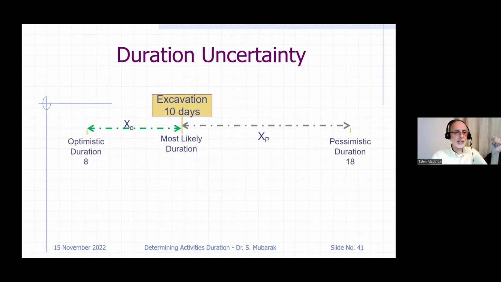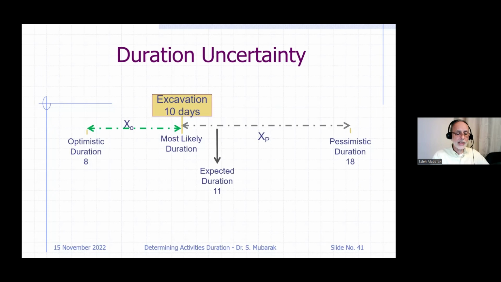Generally, the 3 estimates are the most likely duration. So we have excavation here. The most likely is 10 days. And if everything went wonderfully, the optimistic duration is 8 days. There isn't much that can happen, but 2 days out of 10 days, that's good. And then you have the pessimistic duration, where a lot of things can go wrong. That's why the difference between the pessimistic duration and the most likely is much bigger.